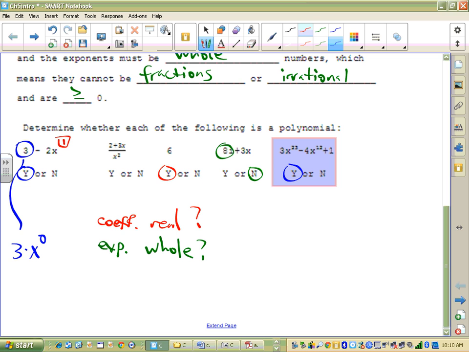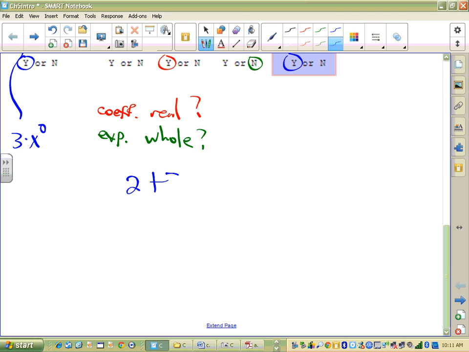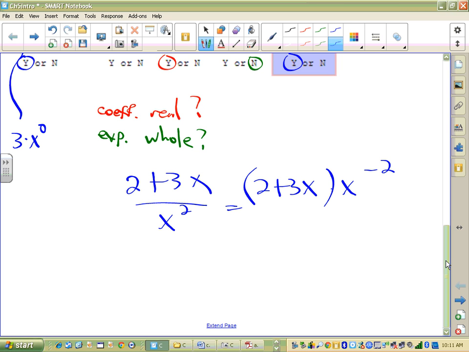Okay. So the one that's in question now is 2 plus 3x over x squared. That's really 2 plus 3x times x to the -2nd. Okay. And you'll learn that when we talk about exponent rules if you didn't already know that. Another way you might have been able to tell here is if you graphed it, but then you'd have to probably read ahead onto one of the other pages.